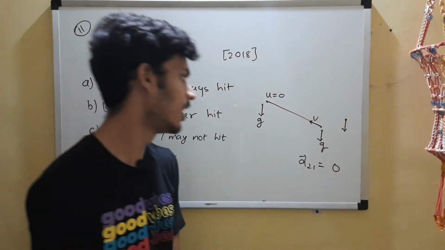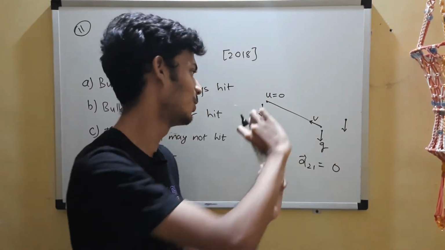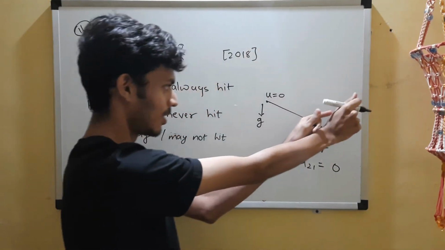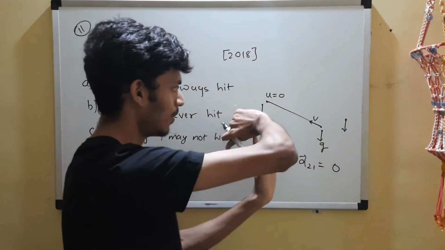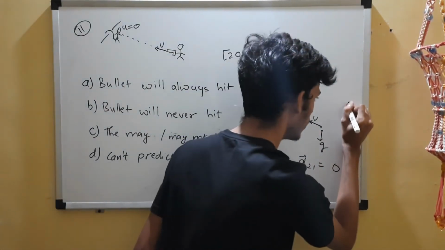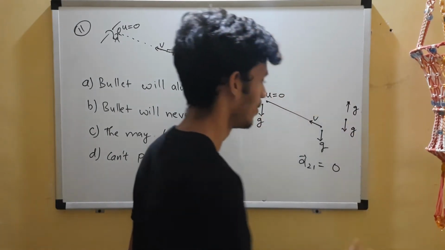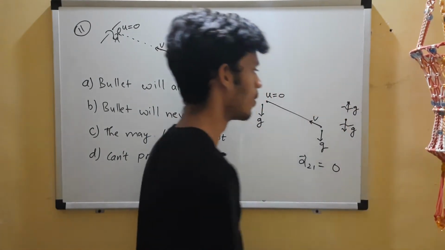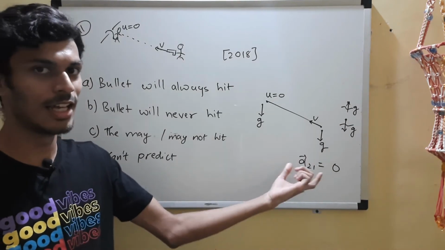So just flip this acceleration. Let's watch relative to the monkey. So we are the monkey now, okay? So flip this acceleration and give it to the other one, right? Flip this acceleration, give it to the bullet. Sorry, not velocity, acceleration. I'm so sorry. So this will go, right? So relatively, there is no acceleration.